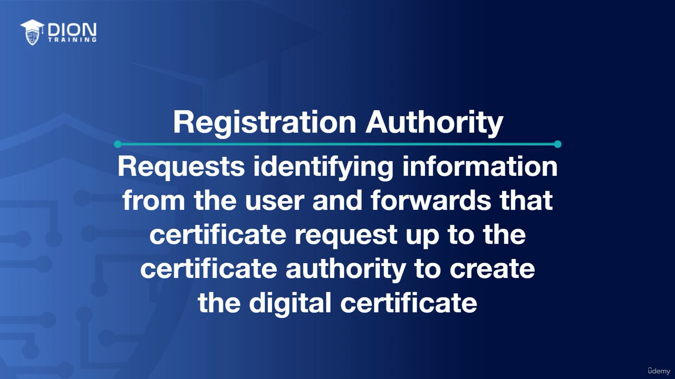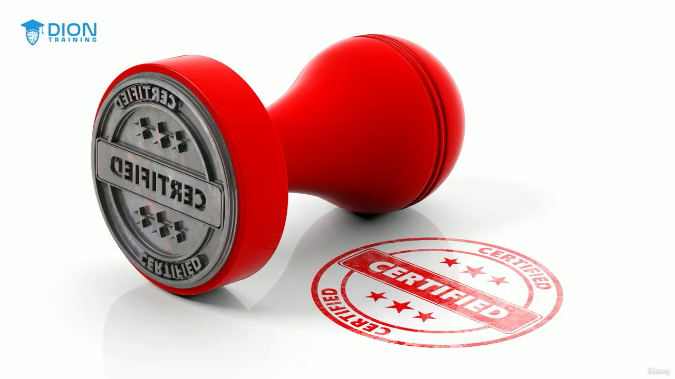For digital certificates to be issued, the user first has to request a digital certificate from a registration authority, which is known as an RA. The registration authority then will request the identifying information from the user and forward that certificate request up to the certificate authority, who will create the digital certificate for the user. Now, there are many root certificate authorities out there, including companies like VeriSign, DigiSign, and numerous others who can act as trusted third parties to validate the certificates are being issued to the correct people.